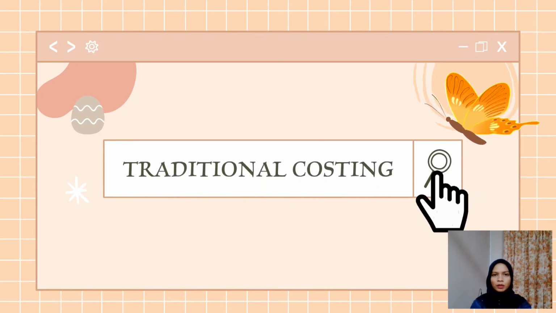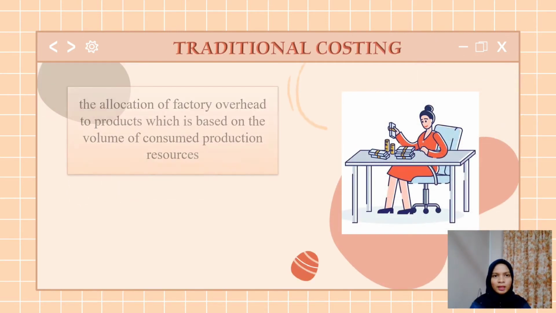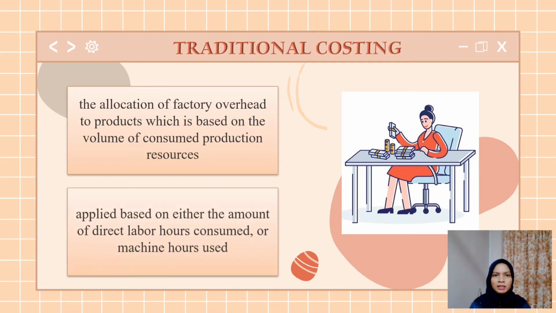Now let us proceed to traditional costing. Traditional costing is the allocation of factory overhead to product based on the volume of production resources consumed. Under this method, overhead is usually applied based on either the amount of direct labor hours consumed or machine hours used.